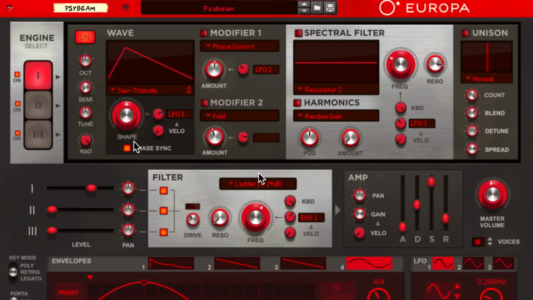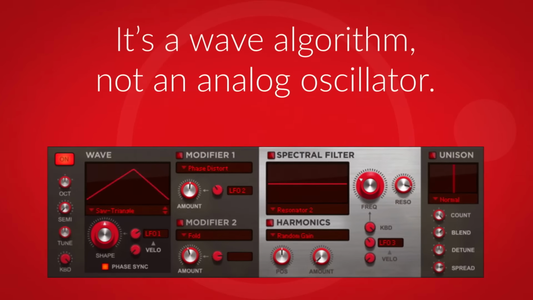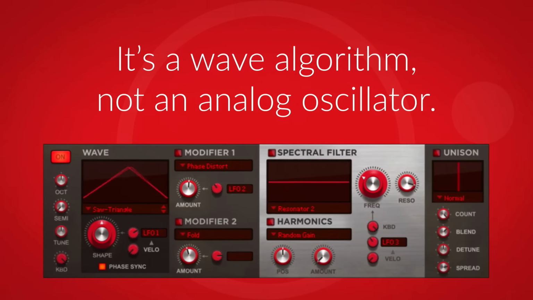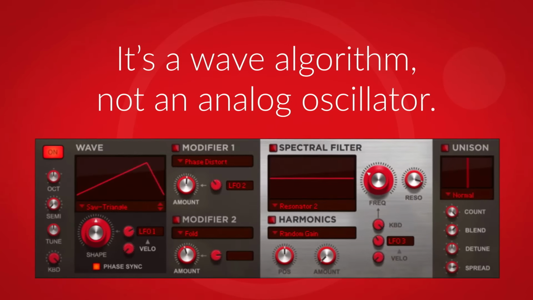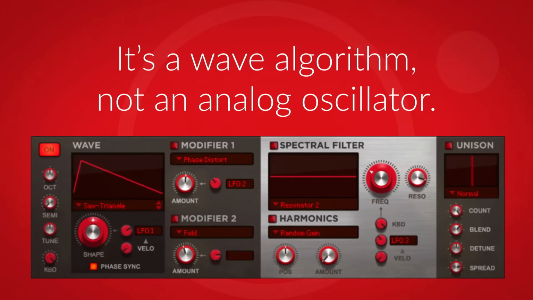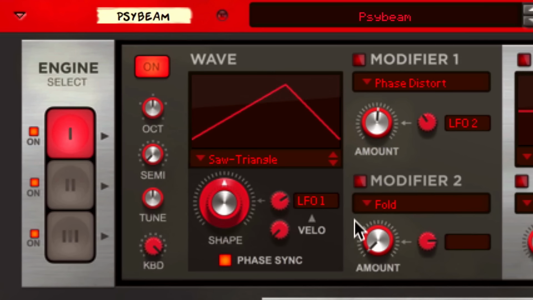Modulation of the shape isn't the only type of shape-shifting we can achieve. Each Europa engine has two modifiers which can alter the waveform in a variety of ways. And remember, because our waveform exists algorithmically, these modifications aren't processing the audio. They're recalculating the very waveform we're creating in our engine. Let's start with modifier 2 and temporarily turn down our shape modulation to see a steady wave.